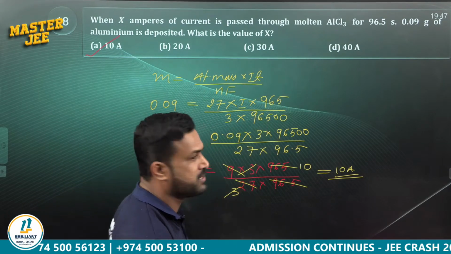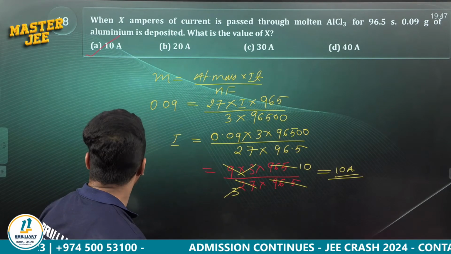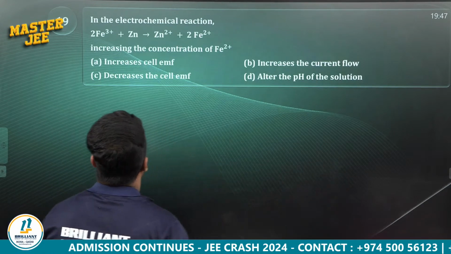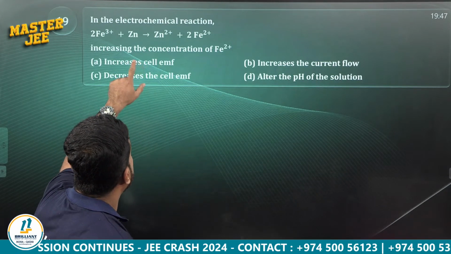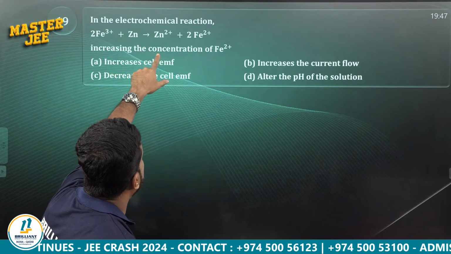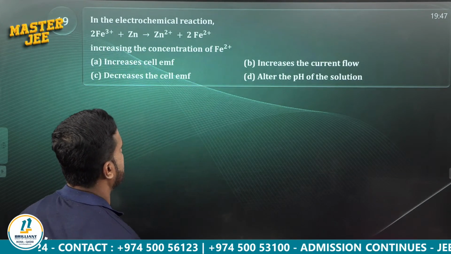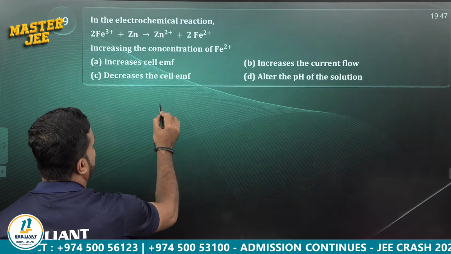10 amperes of current should be passed, then only that much amount of substance will be deposited. Question number 19: in the electrochemical reaction 2Fe3+ plus Zn gives Zn2+ plus 2Fe2+, what is the effect of increasing the concentration of Fe2+? It's an easy one. I'll write the equation and tell you.